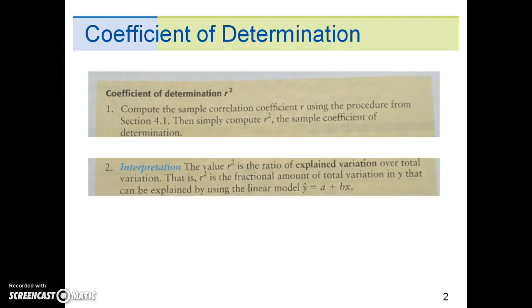As an interpretation, the value r squared is the ratio of explained variation over total variation. That is, r squared is the fractional amount of total variation in y that can be explained by using the linear model y hat equals a plus bx.